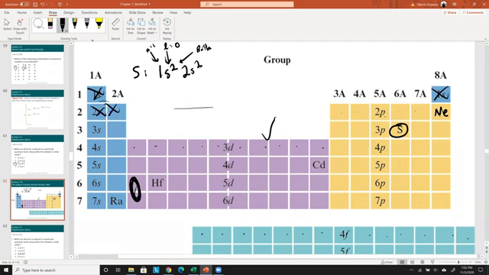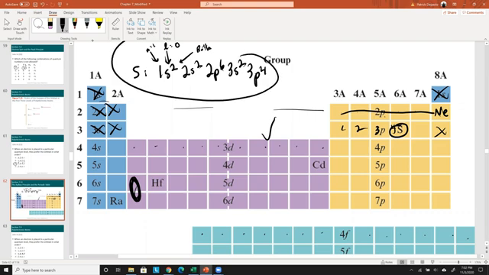Then we skip across. 2p6. So this is all gone. Then 3s2. Nothing here. Skip it. 3p, not 6, but 4, because that's where sulfur is. 3p6 would be over here, argon. We don't want that. We want sulfur. So it'd be 1, 2, 3, 4. So 3p4. Okay, and ta-da, that is the electron configuration for sulfur.